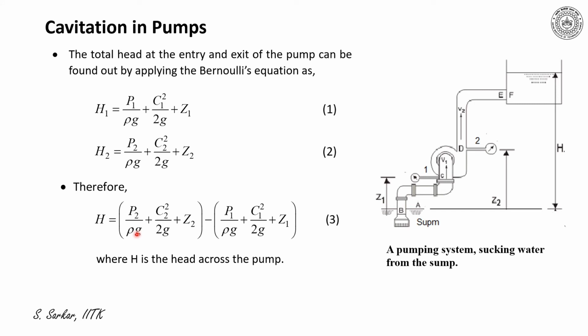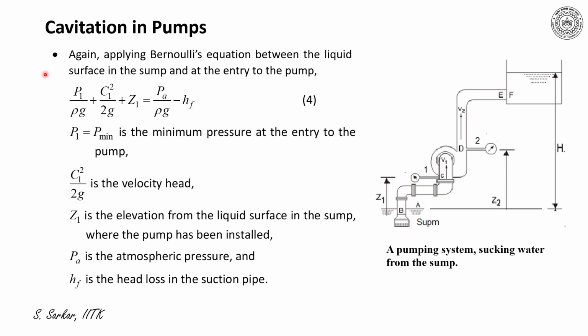Therefore, the head developed H can be stated as H2 minus H1, that is equal to P2 by rho g plus C2 square by 2g plus Z2 minus P1 by rho g plus C1 square by 2g plus Z1, which is equation number 3.